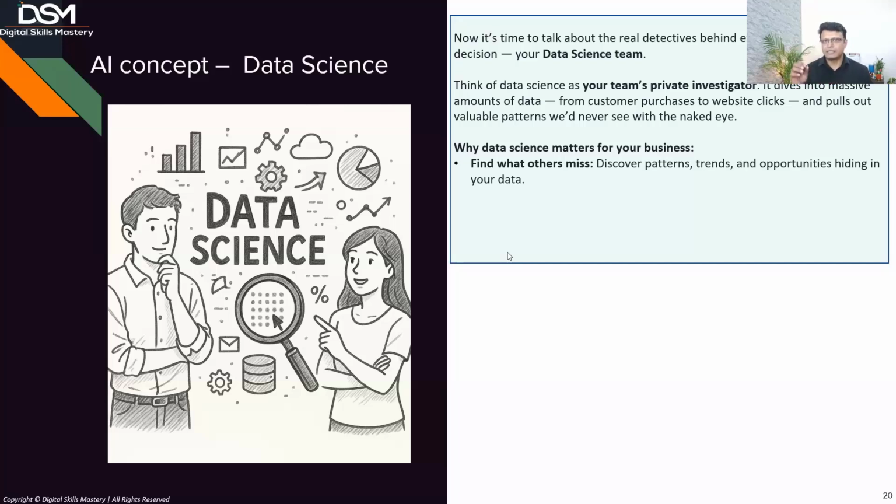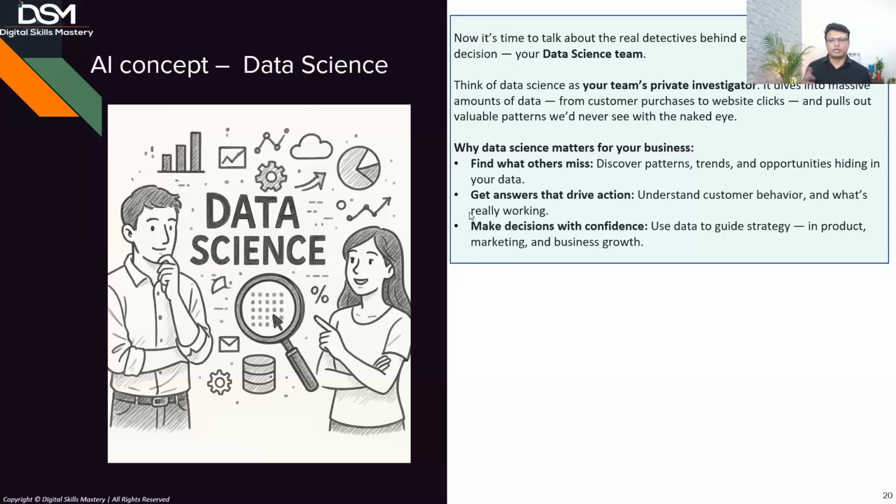You are able to discover patterns, trends, and opportunities hiding inside your data, something that is not readily available either in the dashboards or in the Excel sheets. So this is where data science helps you. Second, you get answers that drive action. You understand the customer behavior, what is working, what is not working, and you take the next steps. And then you're able to make decisions with confidence, where you have heard data-driven decisions need to be taken in the organizations to move your product and service forward. This is where data science helps you.